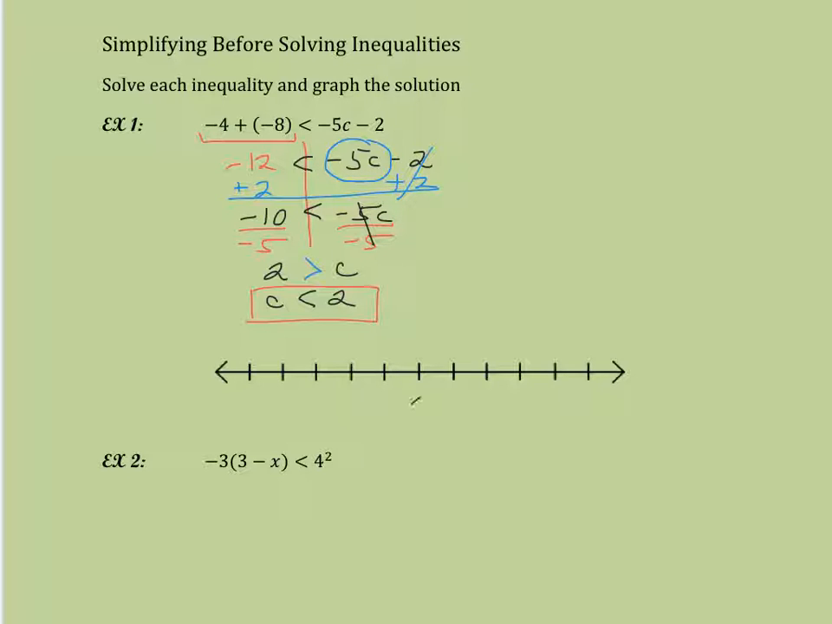So our boundary point is 2, and then label every other one. We're going to have an open circle at 2 because there is no equals to, and c is less than, so that means we have an arrow going to the left.